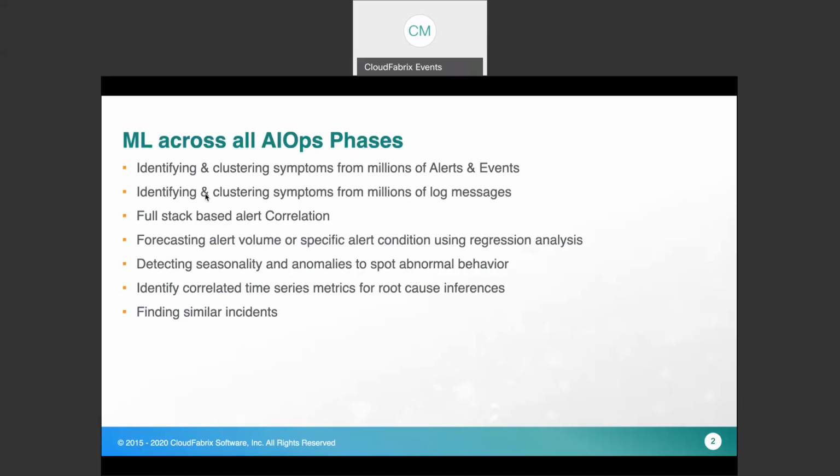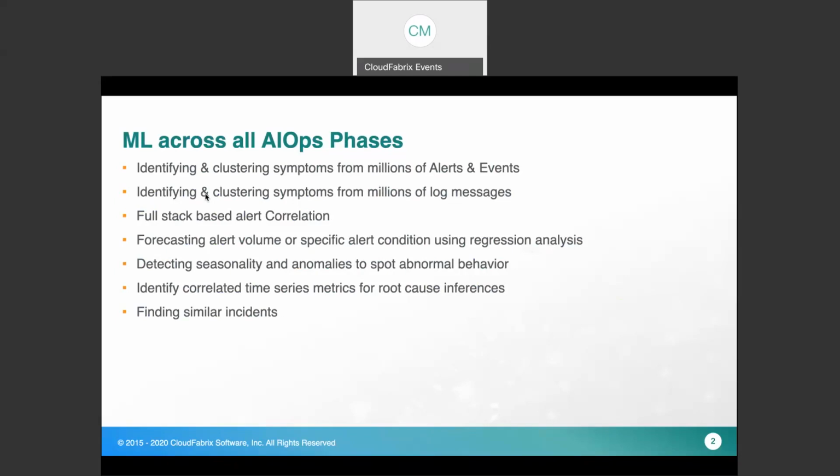grouped or clustered log messages trend over time and if there is any correlation to point us to any root cause of issues. We also use regression analysis to forecast alert volume for specific symptoms, specific alert conditions, or for specific applications, and trend how those alerts would appear over time. We also use regression to detect seasonality for alert volumes, log volumes, and also detect any anomalies that could impact your system.